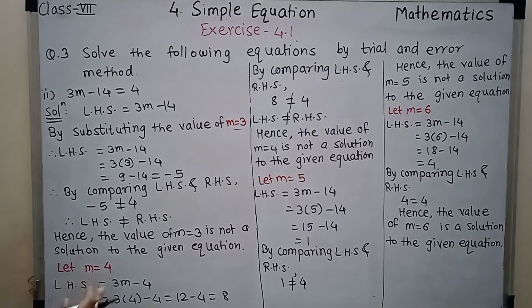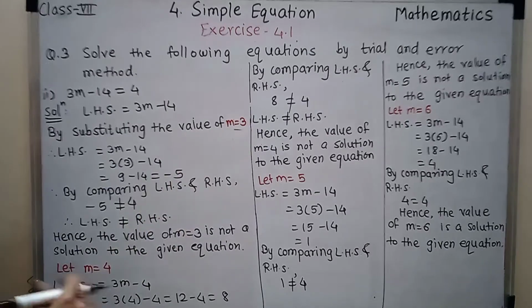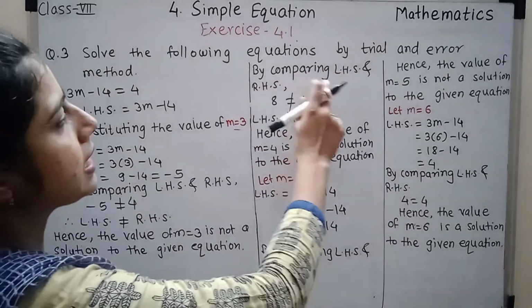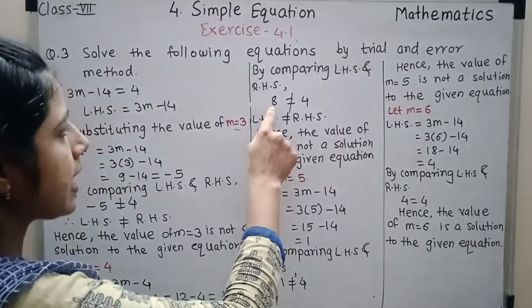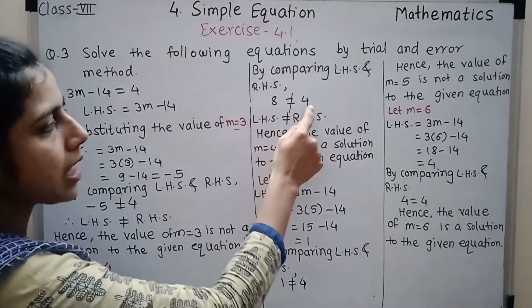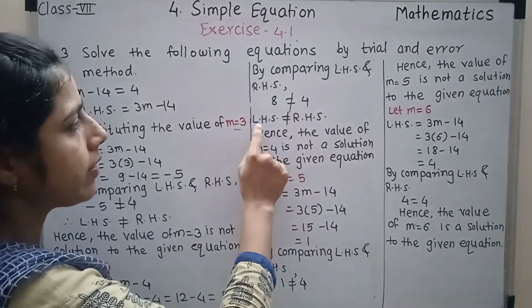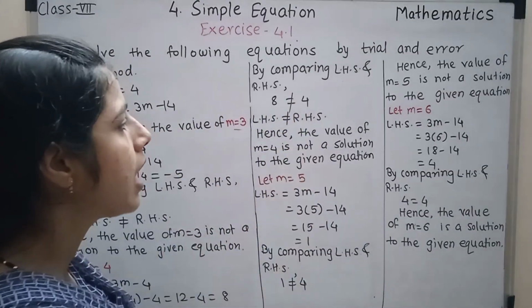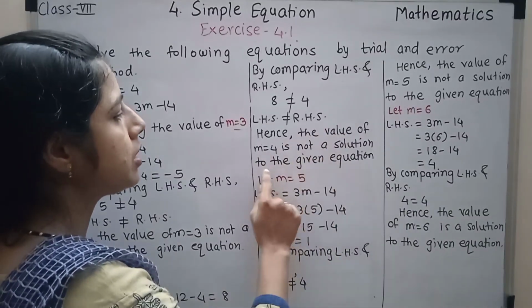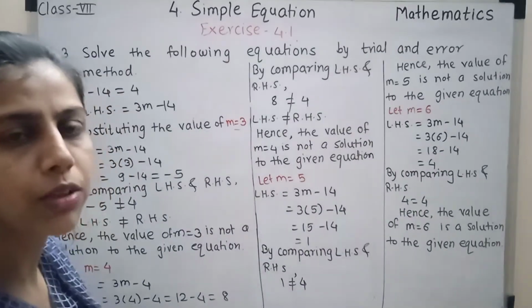Let m equal to 4. तो ये 3 solution नहीं है तो उसका consecutive next number क्या consider करेंगे 4. So LHS is what, 3m minus 14. m की value 4 डाल दो तो ये आ जाएगा 3 4 12 minus 14 that is 8. So by comparing the LHS and the RHS, LHS क्या calculate किया हमने यहाँ पे 8 and RHS is given to us 4 but they are not equal. As they are not equal, LHS is not equal to RHS and hence the value of m equal to 4 is not a solution to the given equation. So m equal to 4 भी नहीं आ रहा है.